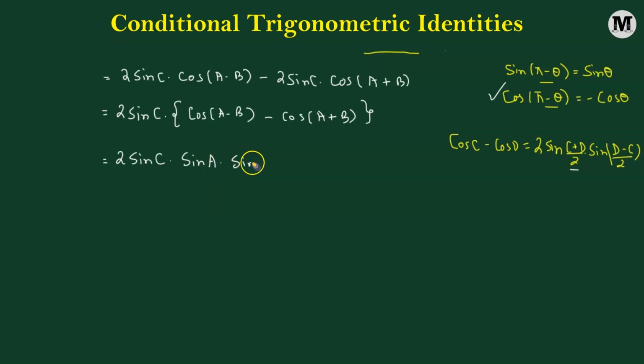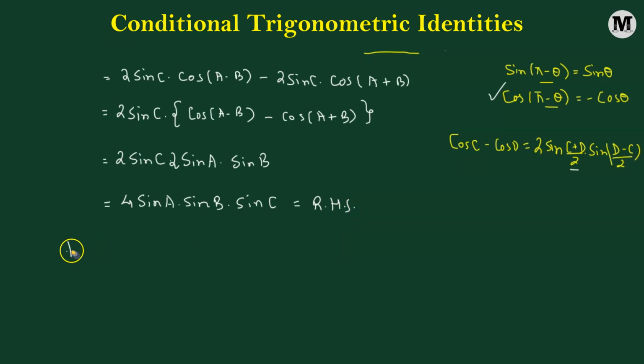Multiplied by sine of, now we have to do D minus C. So A plus B, from which we subtract A minus B, leaves us with 2B, and divided by 2 leaves us with simply B. And there's also the factor 2 here. So finally we get 4 times sine of angle A multiplied by sine of angle B times sine of angle C, and this is exactly the expression on the right hand side.